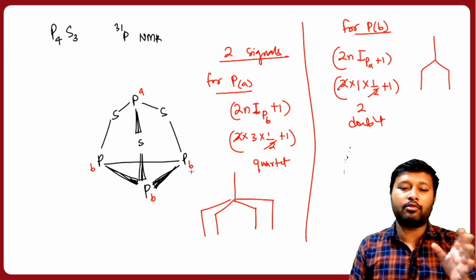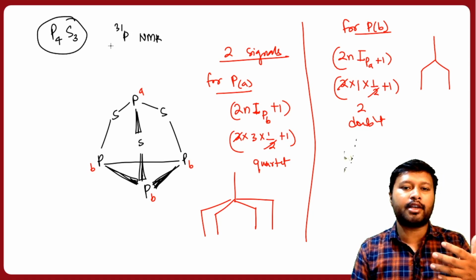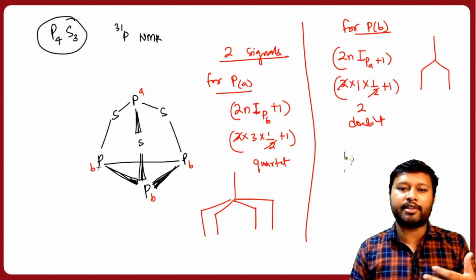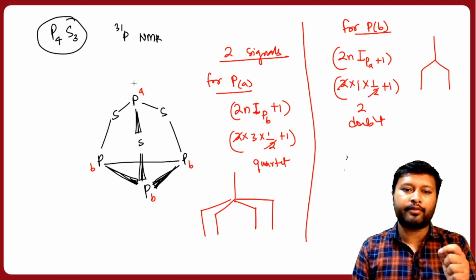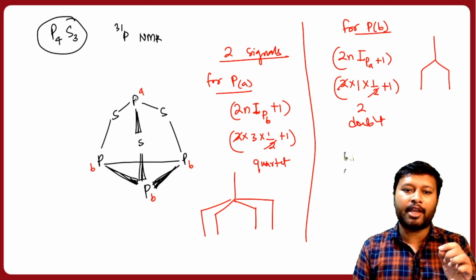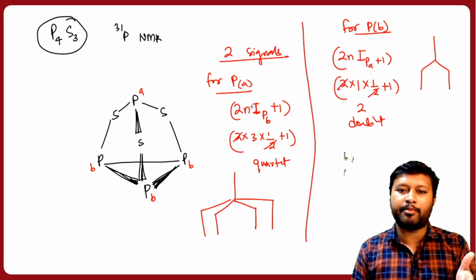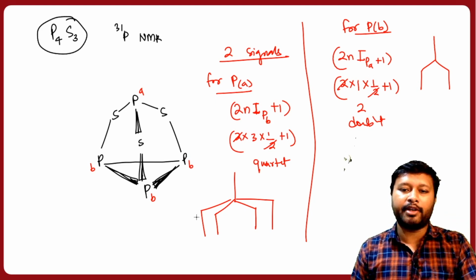So this is an old question. I have taken this question in the previous video as well. Here we have discussed P4S3, and how the splitting is going to take place. I told you in that video also that there are 2 types of phosphorus, type A and type B, because of the different chemical environment. So phosphorus of type A is going to be split by phosphorus of type B, into a quartet.